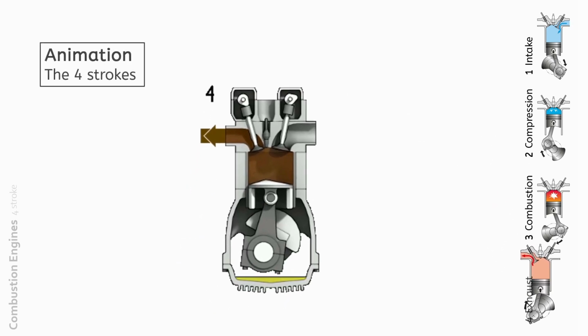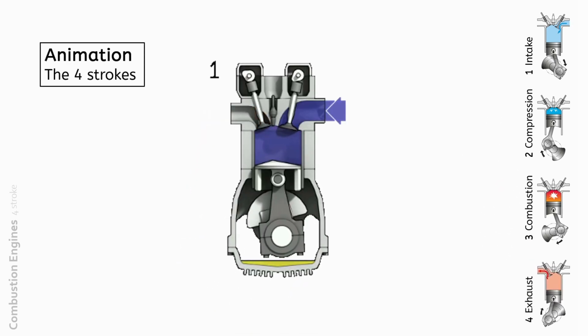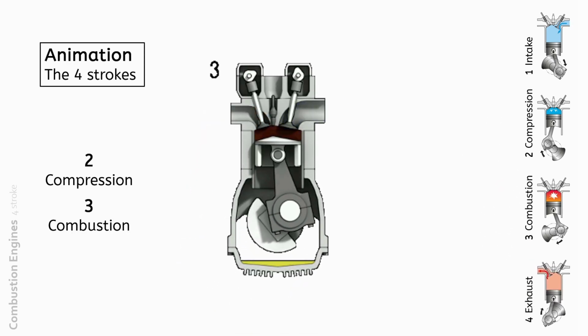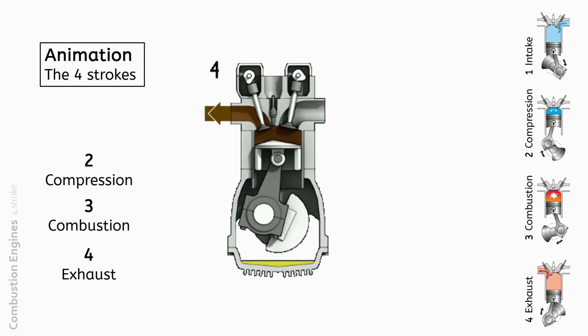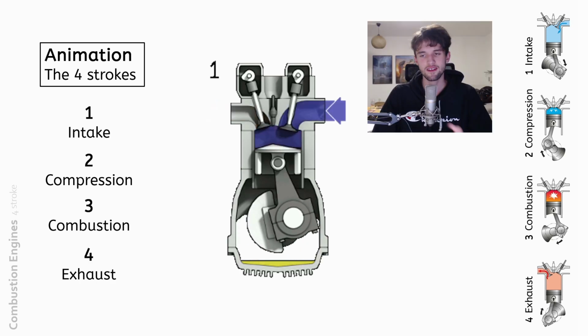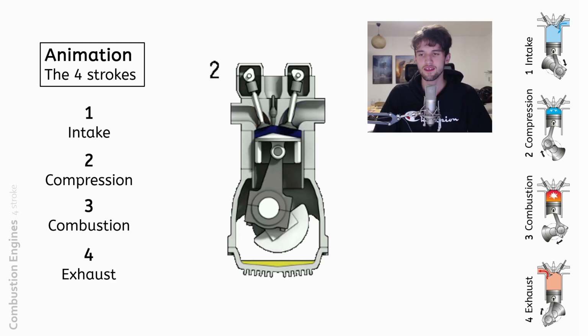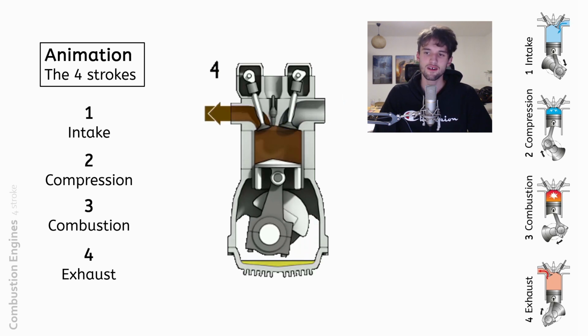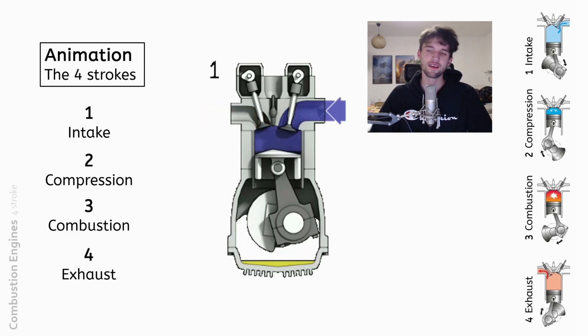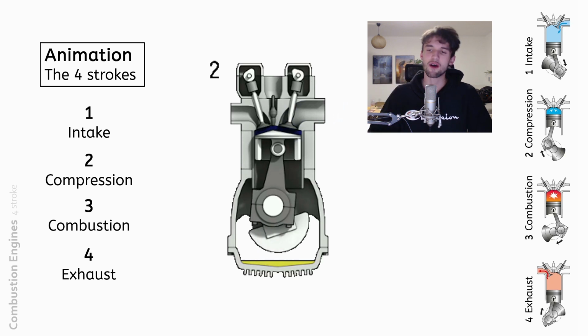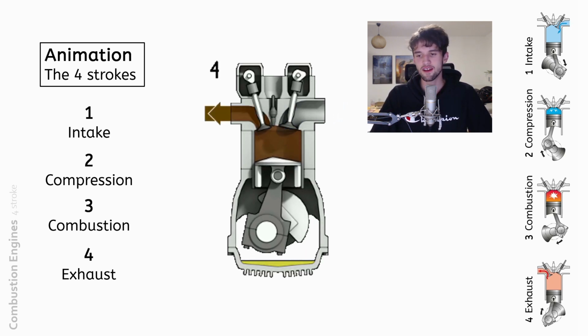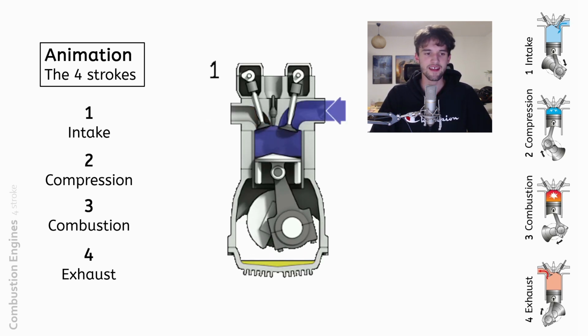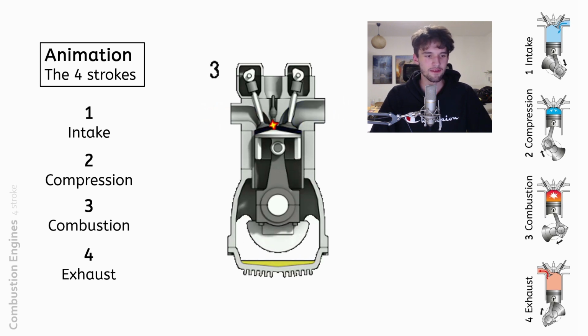And for visualization purposes, we have an animation of the 4-stroke engine right here. Let's begin. That's the intake, then it compresses the air, combusts, and then everything gets pushed out again out of the cylinder, and it does that over and over again.